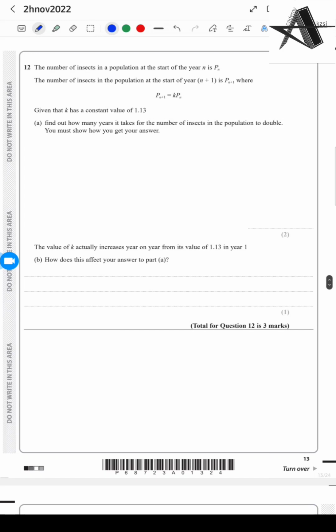Question 12 says the number of insects in a population at the start of year n is Pn. The number of insects in the population at the start of year n plus 1 is Pn plus 1, where Pn plus 1 is equal to k Pn. Given k has a constant value of 1.13, find out how many years it takes for the number of insects in the population to double.